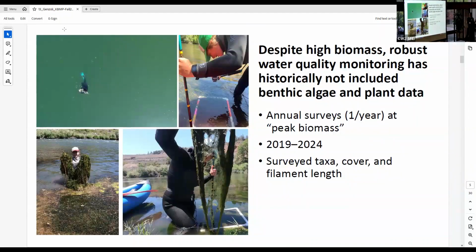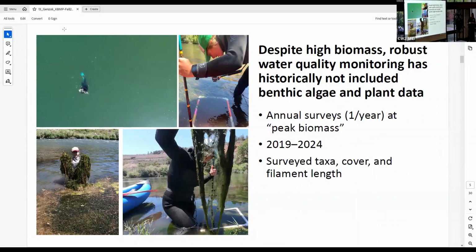But despite these really high biomass and consistent blooms, there has not been much monitoring of benthic algae and aquatic plants on the river, historically, even on the Klamath, where there is one of the most robust water quality monitoring programs that I'm familiar with. And that's because it is hard. It takes a lot of time. It takes a lot of resources to do this. So I started a PhD 6 years ago, in part because I was really interested in tackling this problem. And that's what you do when you go back to grad school, is you spend a whole lot of time doing something that's kind of hard and awkward sometimes.